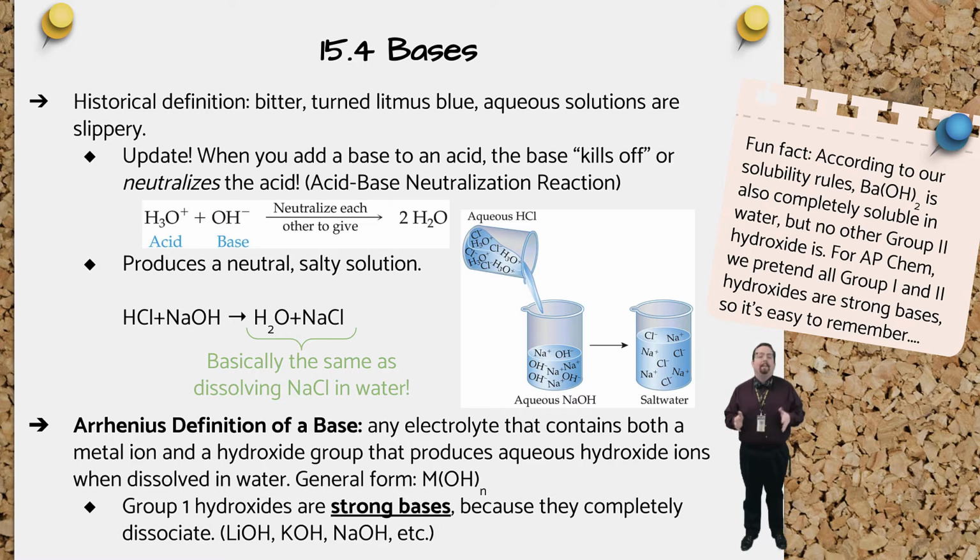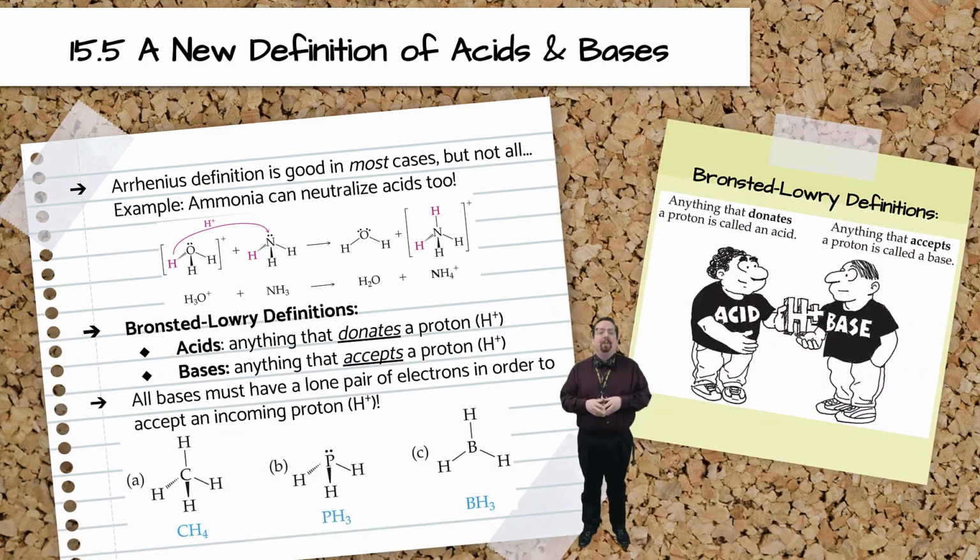You don't have to memorize a certain amount of strong bases, just assume that all hydroxides of any group 1 or 2 metal are strong bases. Arrhenius' definition works great in most cases, but not all of them. For instance, ammonia, which doesn't even have an OH group on it, can also neutralize acids.